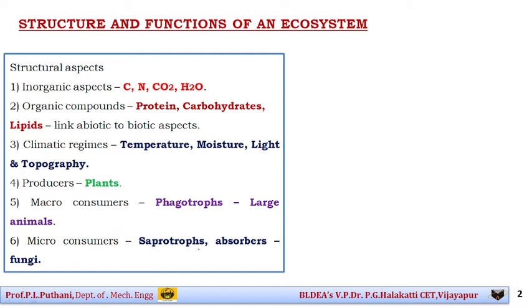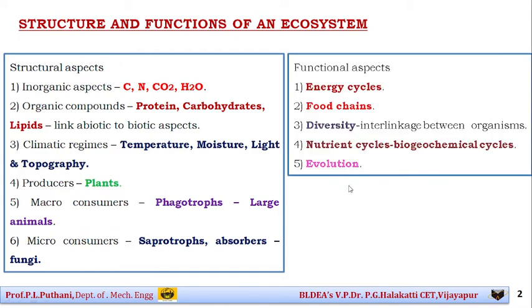Now, what are the functions of an ecosystem, students? Please be very careful here. The functional aspects, students, very important: any ecosystem consists of these five basic functionalities. Number one is the energy cycle, second is the food chain, third is the diversity link, fourth is the nutrient cycle, fifth is evolution.